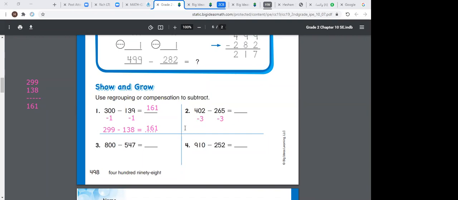Now let's answer. Who can say 402 minus 3 equals what number? Let's choose Tayyim Ahmed. Hello, Tayyim, how are you? Thank you. Tayyim, 402 minus 3 equals what number?